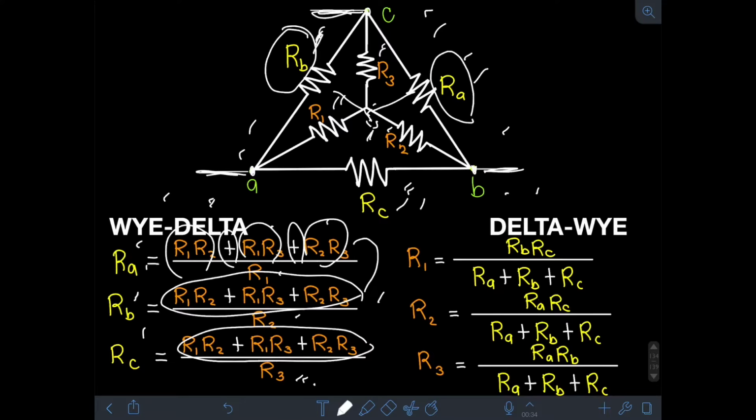How about the pattern for the delta to Y network of resistors? So this time, originally, we are given delta resistors RA, RB, and RC.